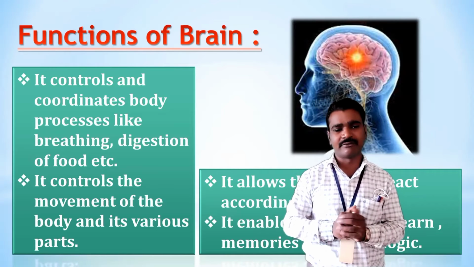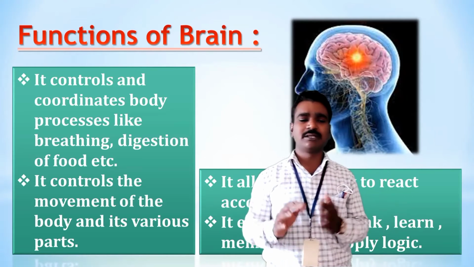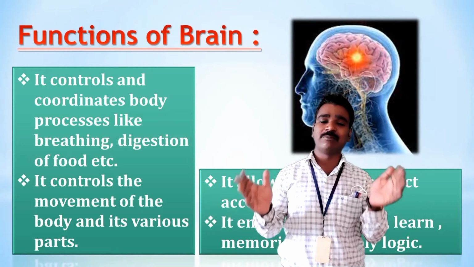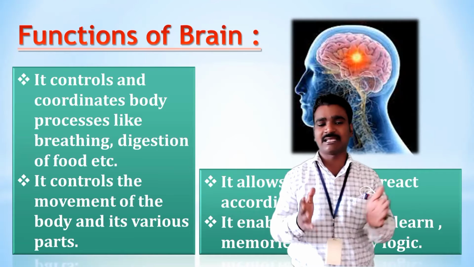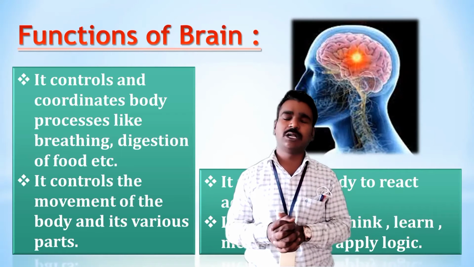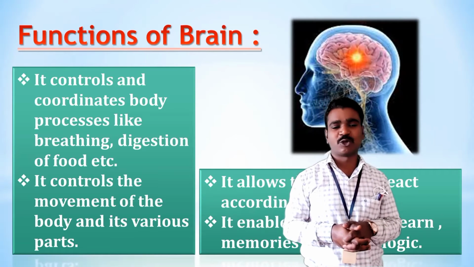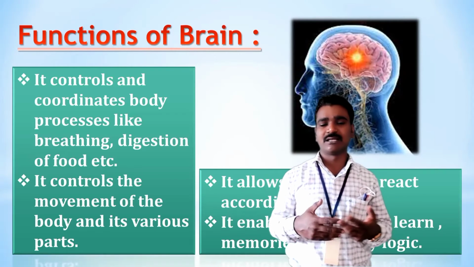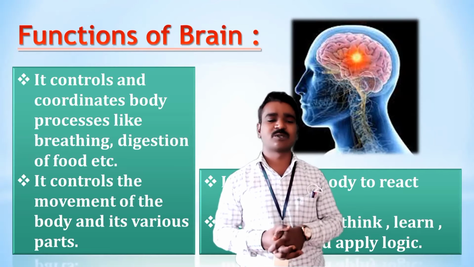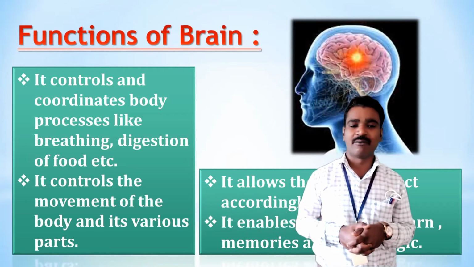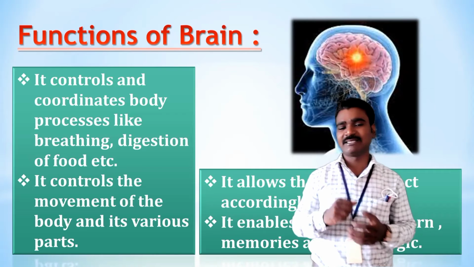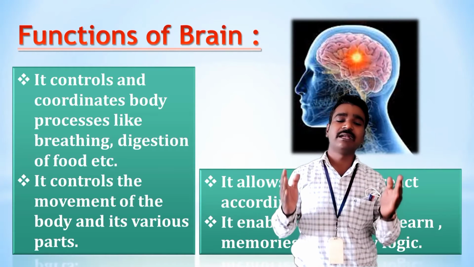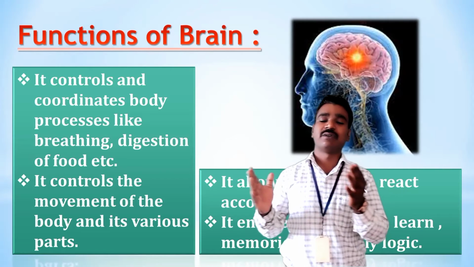First of all, the brain controls and coordinates the body processes. Very vital and important body functions are controlled by our brain, such as breathing, digestion of food, and blood circulation. The second function of our brain, my dear students, is that it controls the movements of the body and its various parts.